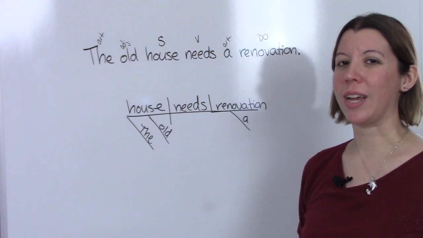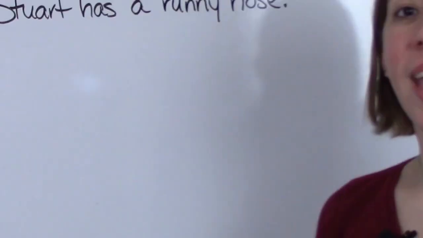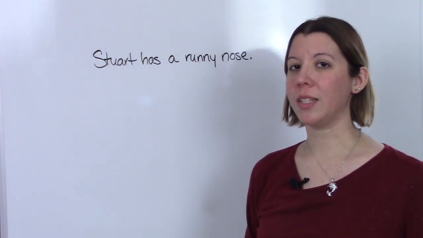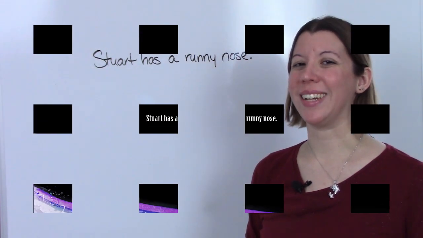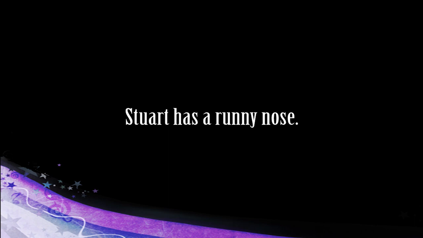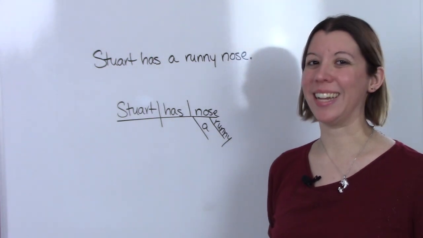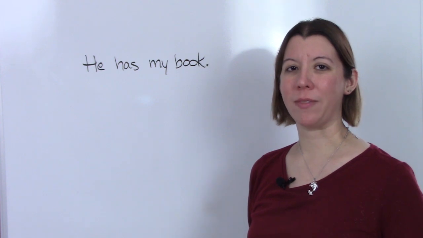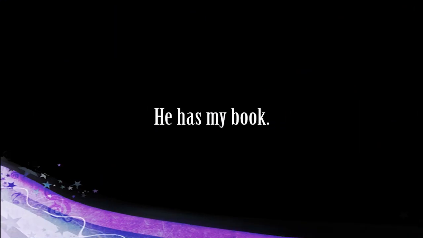All right, time for you to try some. So get a piece of paper or a whiteboard and get ready to diagram. Here's your first sentence. Stuart has a runny nose. Pause the video, try it on your own. When you're ready, press play and see if you're right. Here's your diagram. How close were you? Excellent. Let's try another. Here you go. He has my book. Pause the video, try it on your own, then start the video up again and see if you're right.